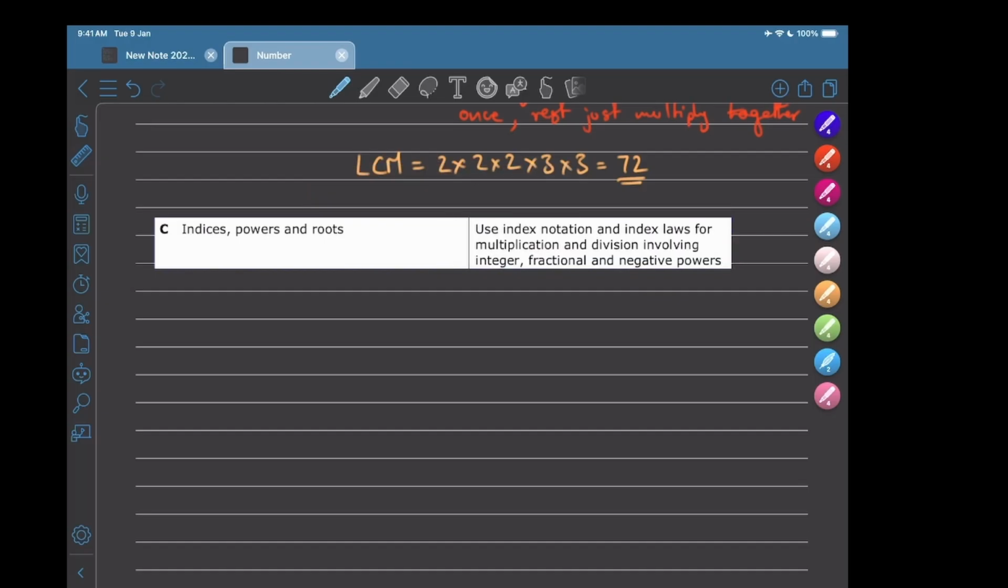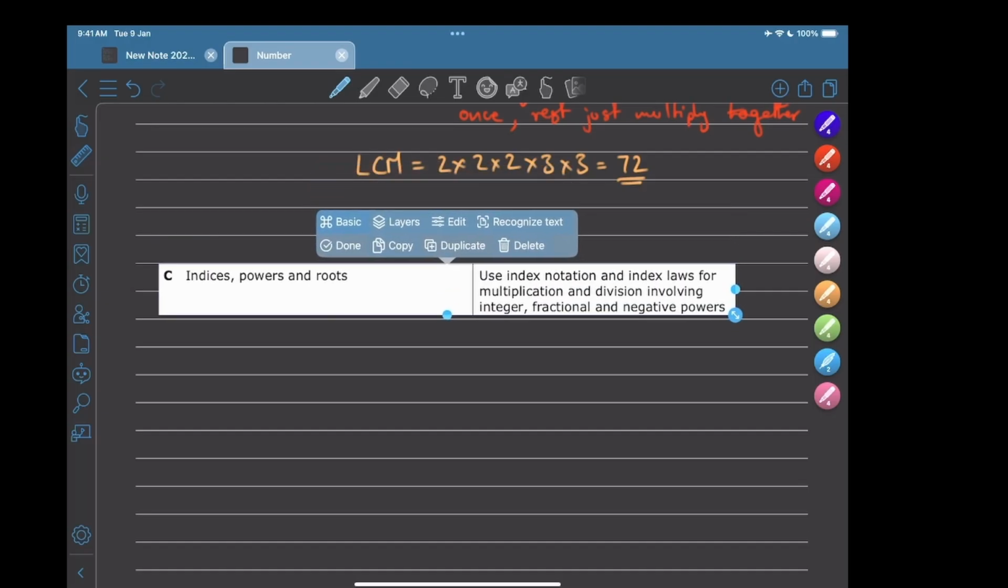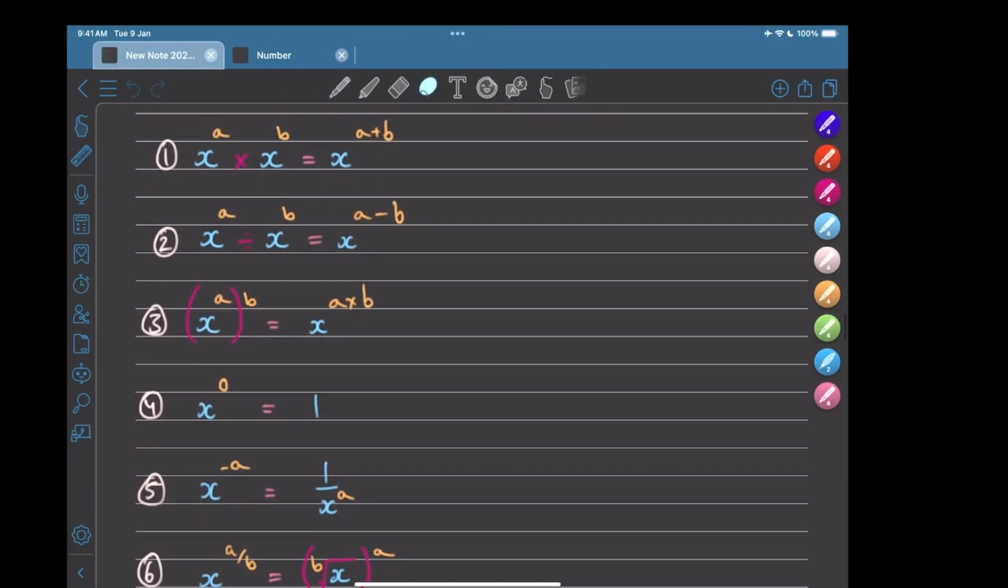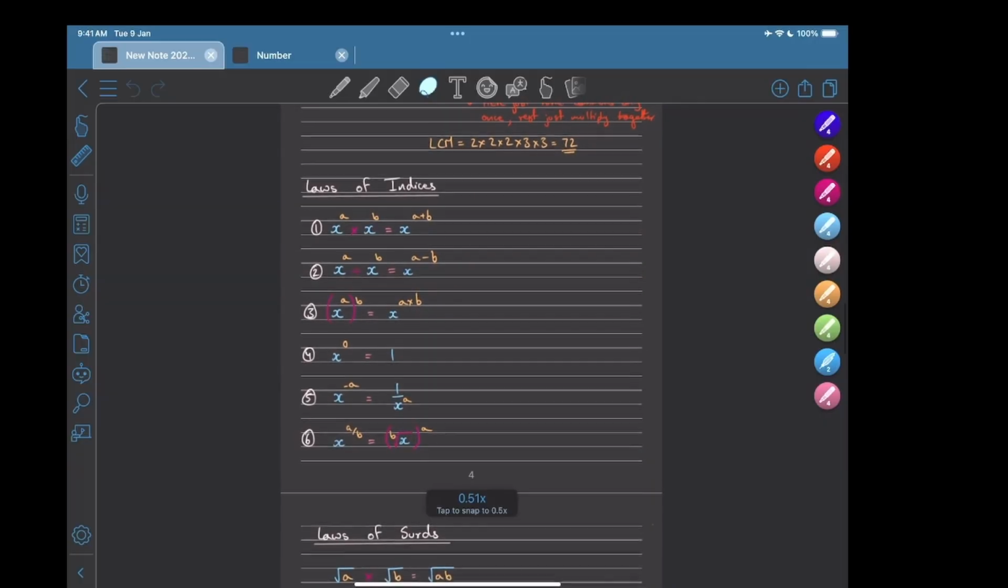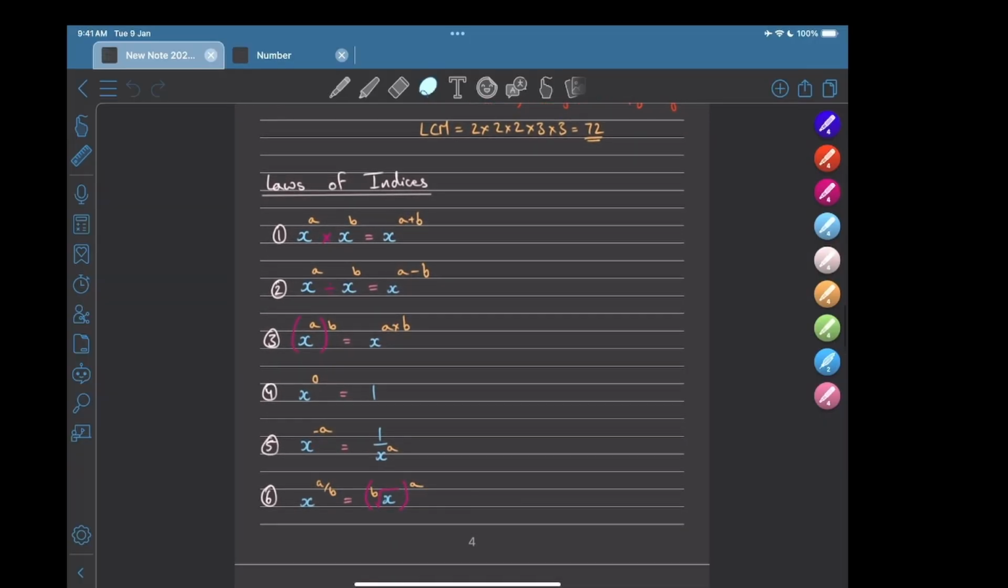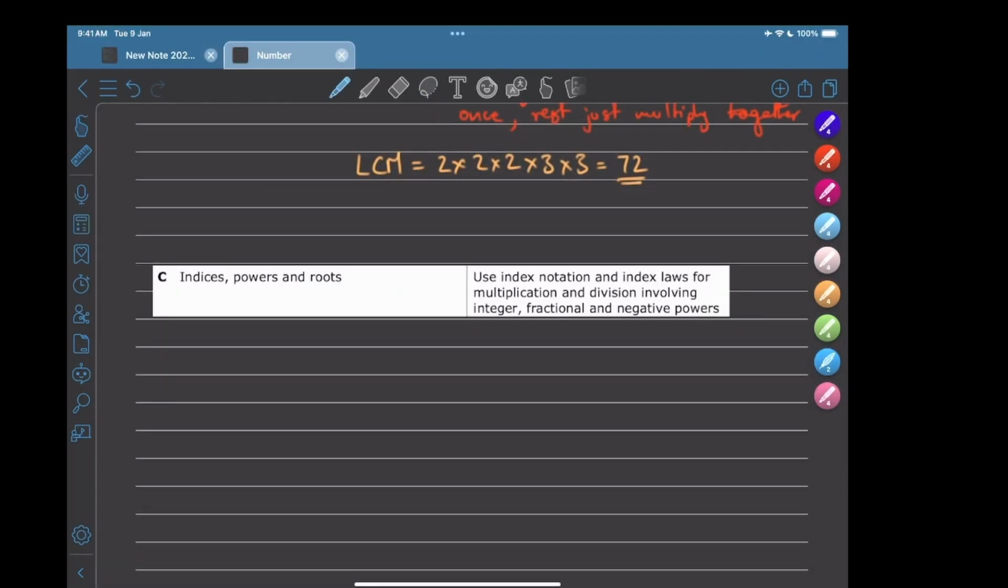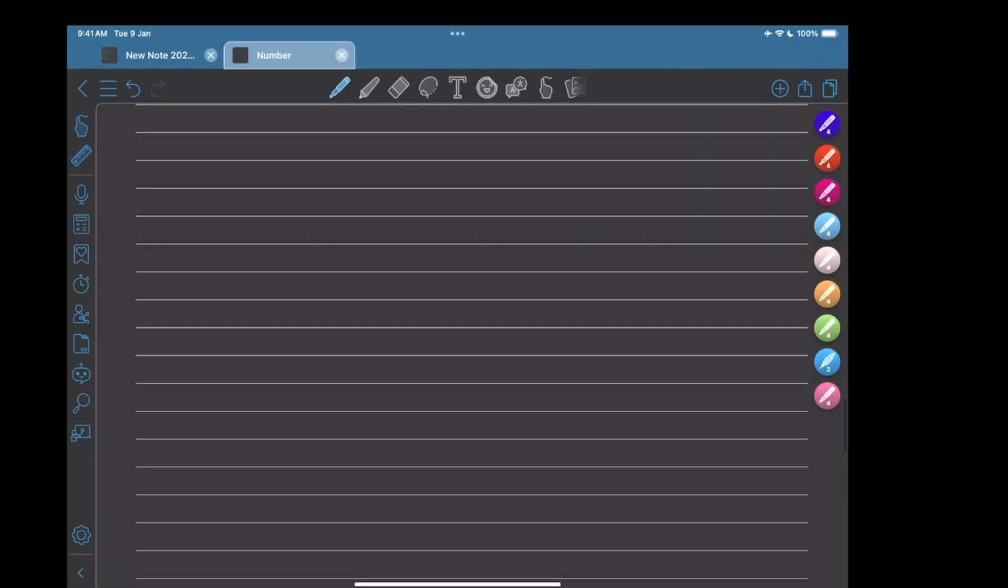All right, indices, powers and roots. This is one of the topics that is very, very important, I would say. That's because this particular topic is connected to many other topics. So I would suggest you give a little bit more attention to this topic. If you miss out on this, you will miss out on those topics as well.